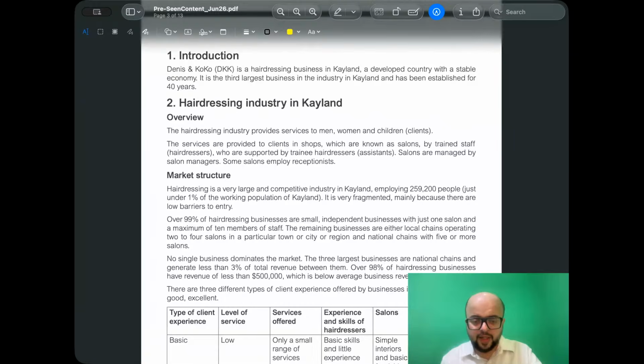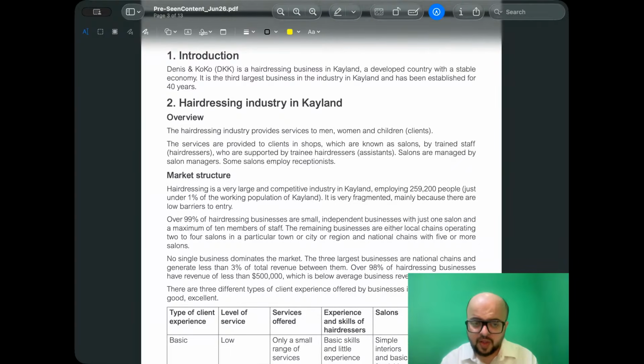This is your industry for now. Dennis and Coco is a hairdressing business in Cayman, a developed country with a stable economy. It is the third largest business in the industry in Cayman and has been established for 40 years. Seems like a legacy company to me.